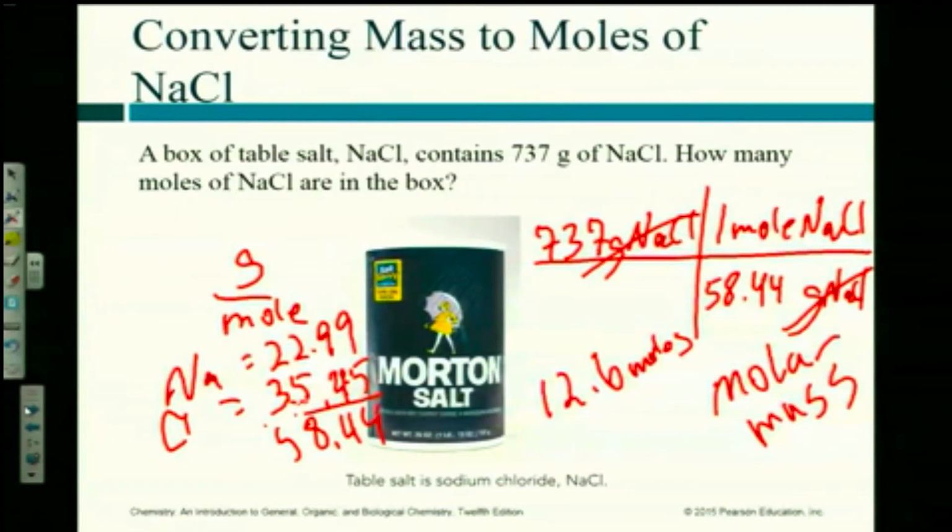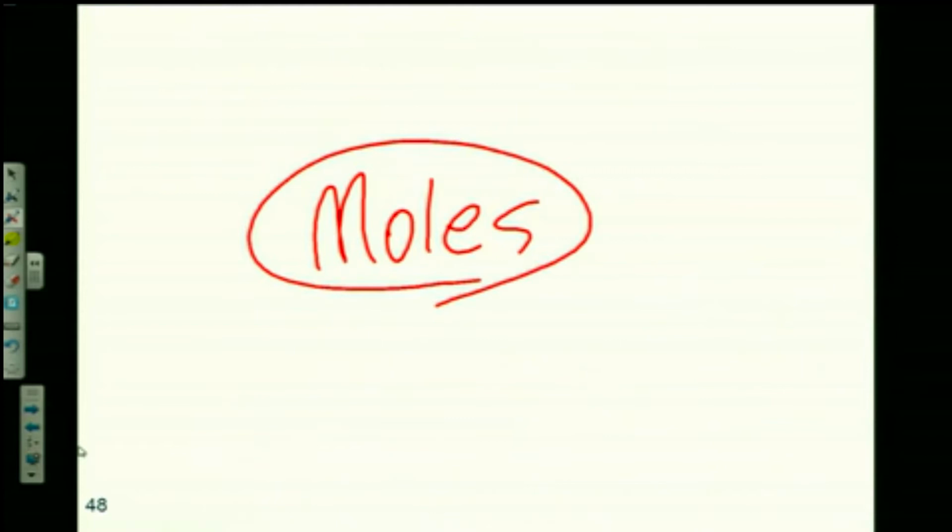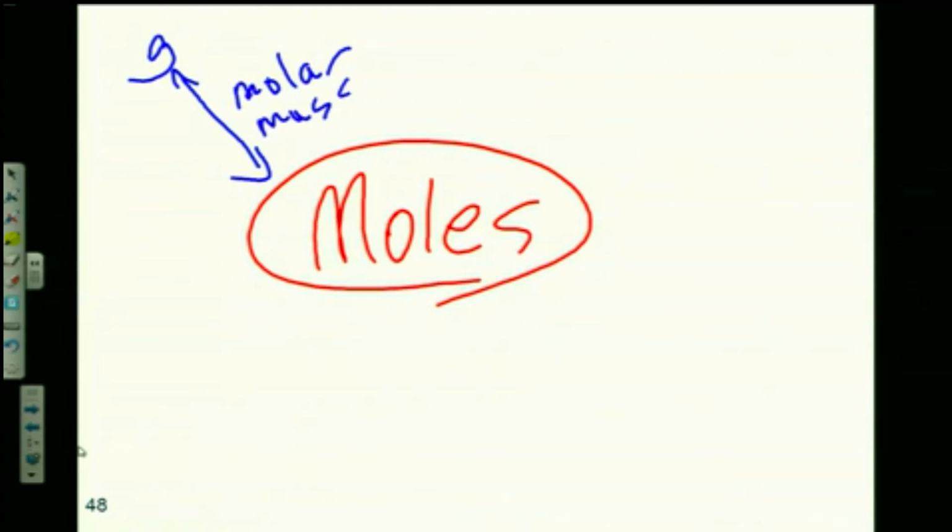Now, I'm going to do a little sidebar here. Moles is the central thing. If you don't know what else to do, a good guess is to convert it to moles. Because from moles, we can go to grams. How do we go from moles to grams? We have to use molar mass. Okay? Because the units on molar mass are grams per mole.